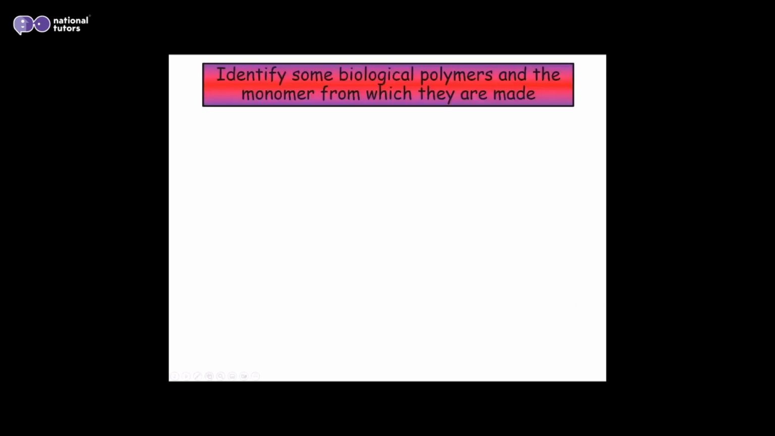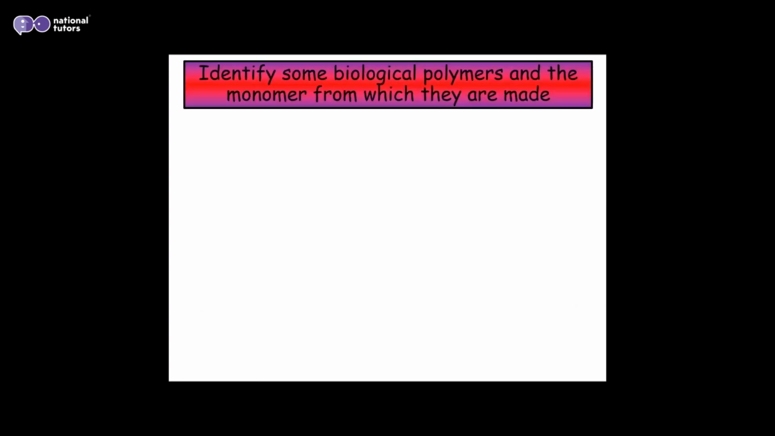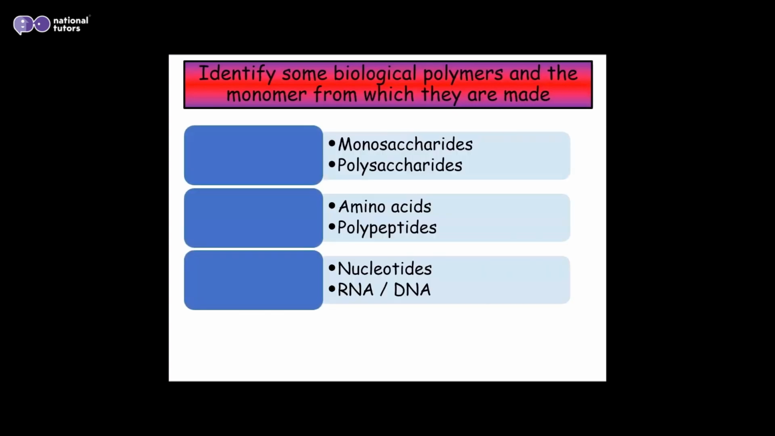We've also got to identify some biological polymers and monomers from what they're made up of. So we've got 3 different things here. Again, having a look at that, there's quite a bit of a clue there in the middle ones. I've kind of given it away a little bit already, but see what you can come up with. So pause until you're ready to move on.